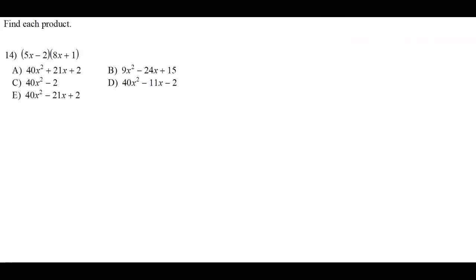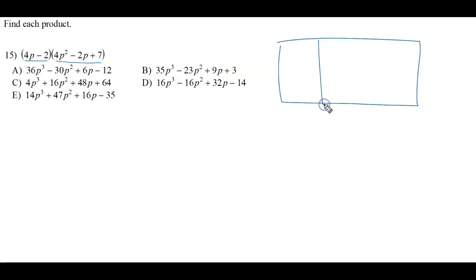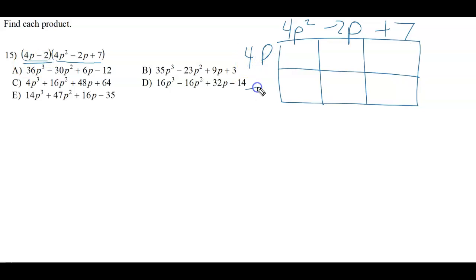Okay, next one we'll look at here. This one is a binomial by a trinomial. Binomial has 2 terms. Trinomial has 3. When that happens, you need to use a box that's a rectangle. You need one side to be 3 spaces long and the other side to be 2 spaces long. So we have 4p squared minus 2p plus 7. And then for the other one, the binomial, I'll put that down the side here as 4p minus 2.